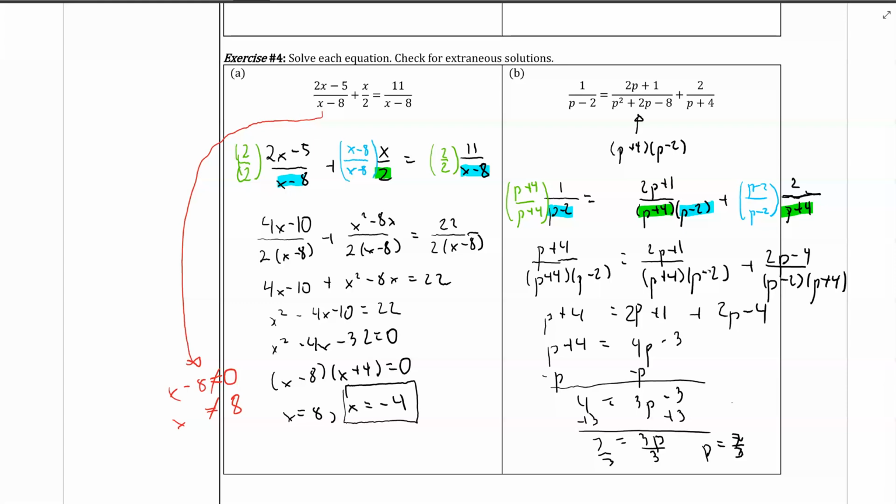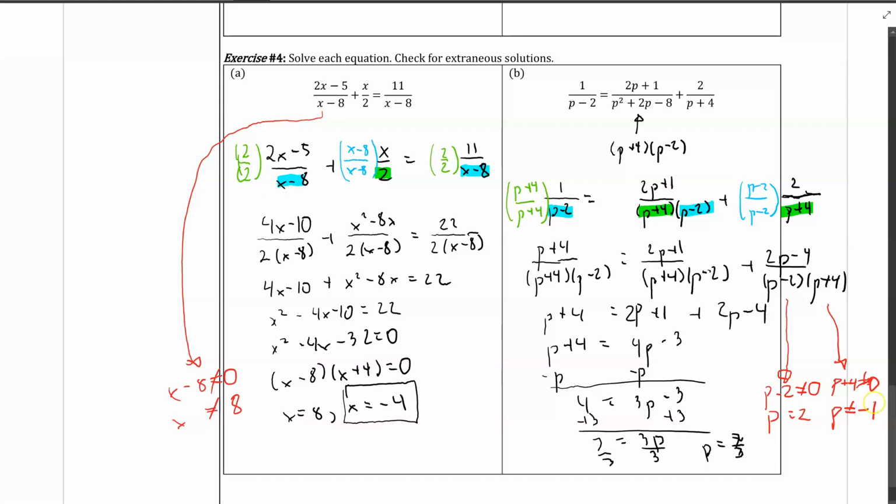Now before we're done, let's go ahead and state what can't be defined. First, we can work with the p minus 2. So p minus 2 cannot be equal to 0, which gives us p equals 2. And then secondly, the p plus 4 means p plus 4 cannot be equal to 0, which means p cannot be equal to negative 4. However, in this case, our answer of 7 over 3 does not contradict what I wrote in red. And so we will circle that answer, and then we are done.